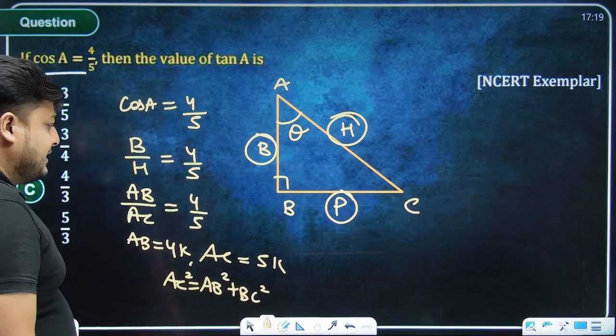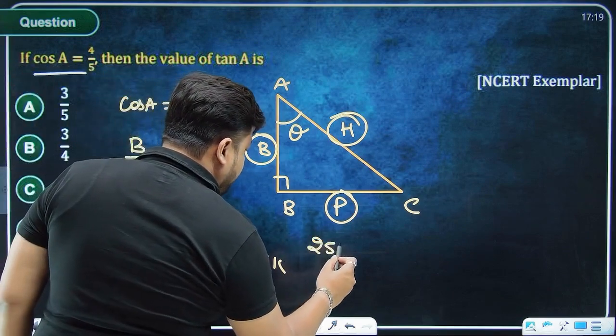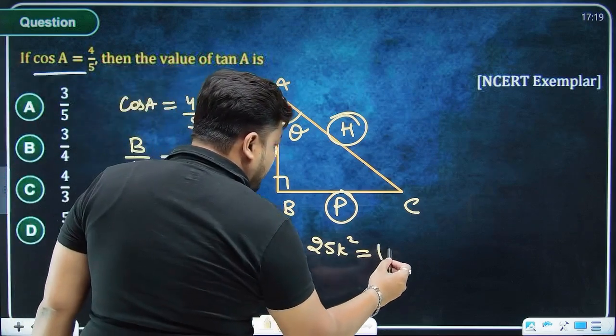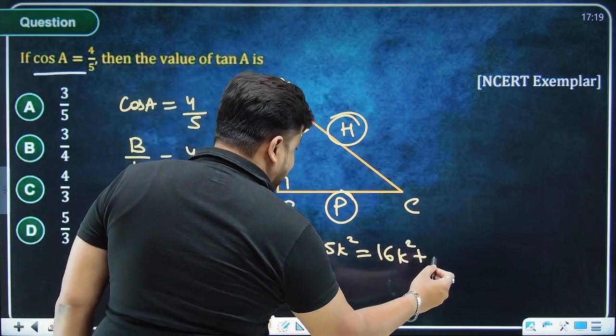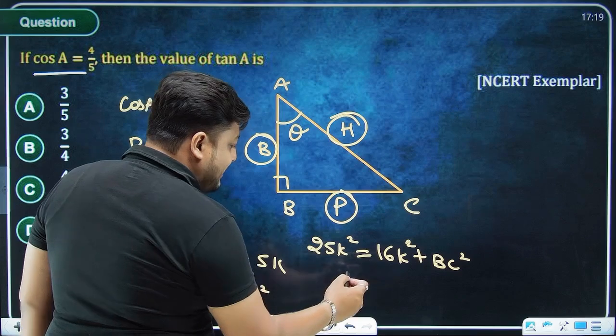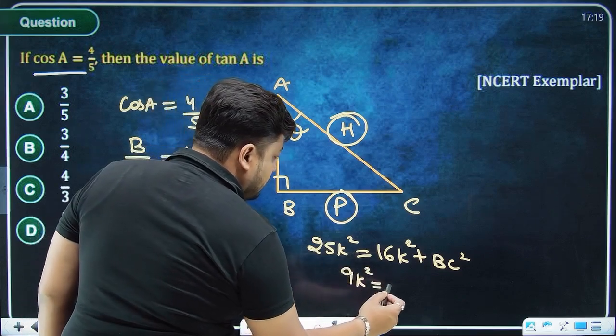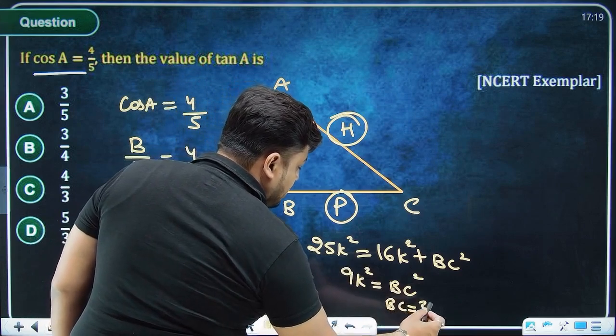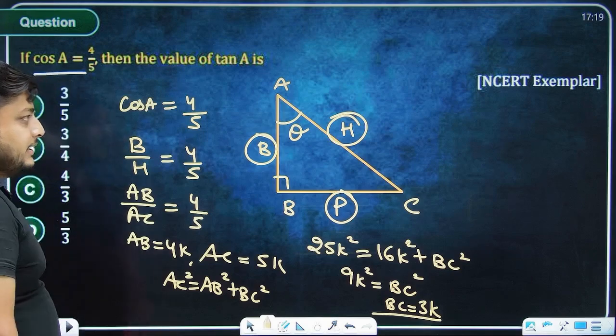AC is 5K, so AC square is 25K square. And AB square is 4K square, that is 16K square. And BC square, it will come with a minus, so 9K square equals BC square. So BC will be 3K. What is BC? It is 3K.